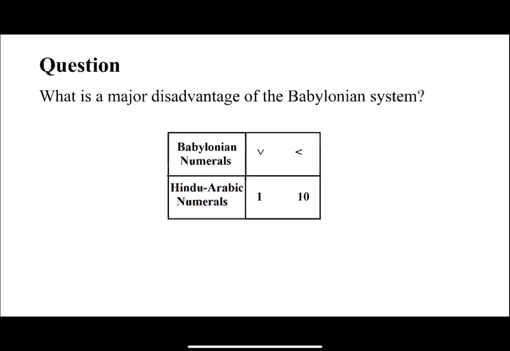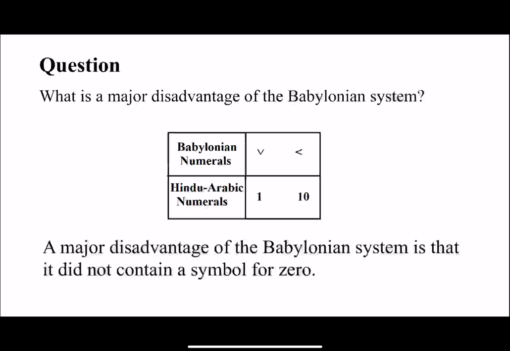Well, what is a major disadvantage of the Babylonian system, you think? Just look at here and tell me what you think. What is a major disadvantage of using this number system? What do you think? Well, it doesn't have a zero, right? So we have two digits. One represents 10 and the other one represents 1. So it doesn't contain a symbol for a zero. So that's a big disadvantage, right?